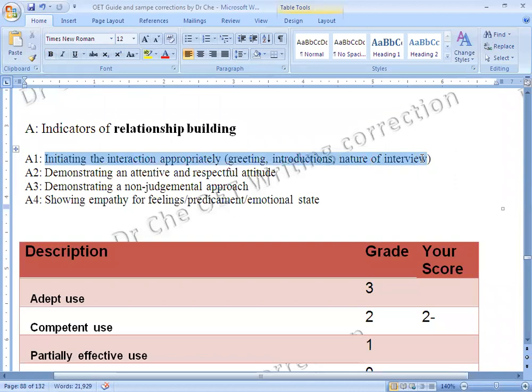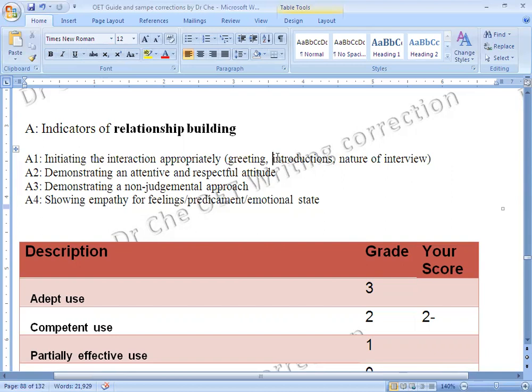First one, can you read it, please? Initiating the interaction appropriately: greeting, introduction, and then according to the nature of the interview. If it is bad news, we should be a little bit sad and not very warm in welcome. There is no need for a very warm welcome, according to the situation. If it is a revisit patient, you should act accordingly. If it is a new patient, you should greet them. We should do the introduction according to the situation.